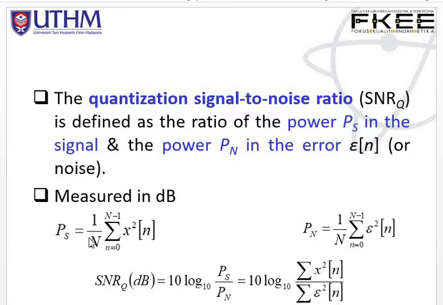PS is equal to 1 over N times the summation of x[n] squared. For the noise, PN is equal to 1 over N times the summation of epsilon squared. So SNRQ equals 10 log10 of PS over PN, which is also equal to 10 log10 of the summation of x squared divided by the summation of epsilon squared.